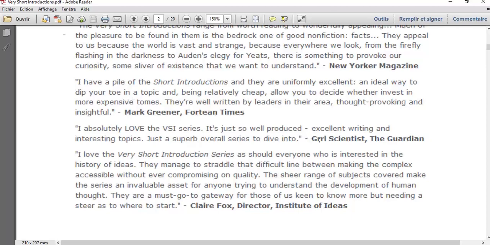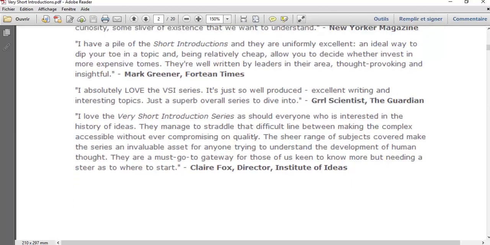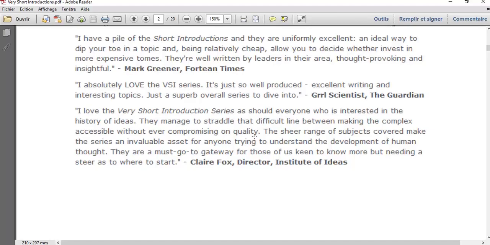A quote by Girl Scientist in The Guardian: "I absolutely love the VSI series. It's just so well produced, excellent writing and interesting topics. Just a superb overall series to dive into." And finally, a quote by Claire Fox, director of the Institute of Ideas: "I love the Very Short Introductions series, as should everyone who is interested in the history of ideas. They managed to straddle that difficult line between making the complex accessible without ever compromising on quality."